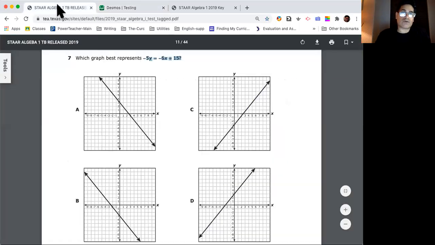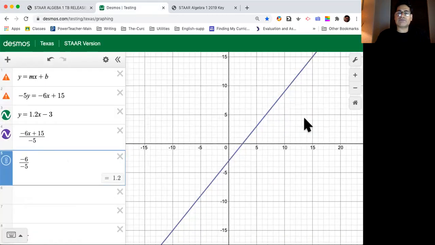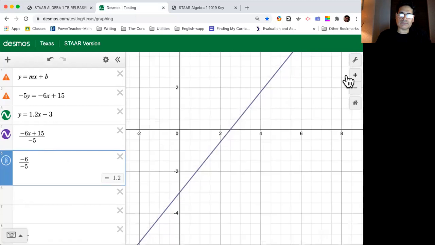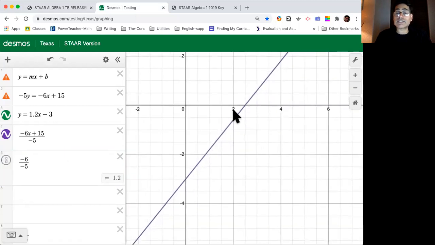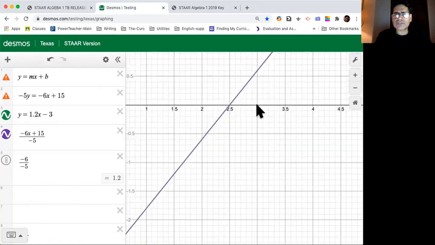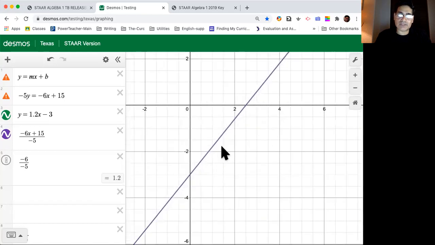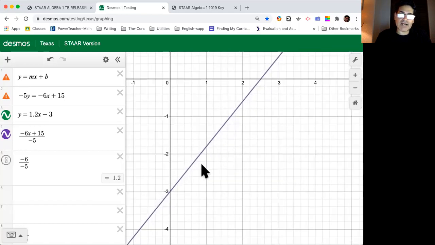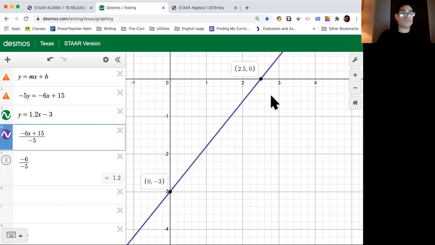We go back to our question and say, well, how does this help us? Which graph best represents any one of these lines? Let's take a look at what we've got here. We want to zoom in. Okay, looks like we have a 2.5 and a 3. It's a 2.5, 0, and a 3.